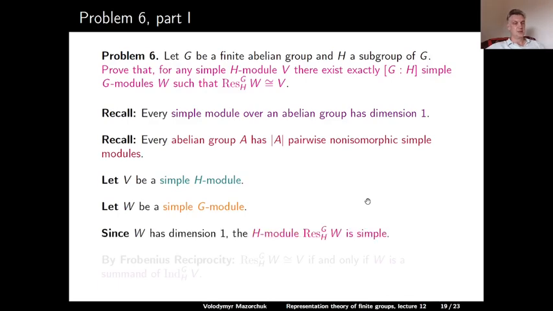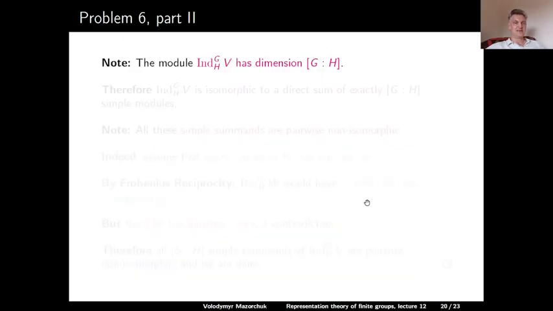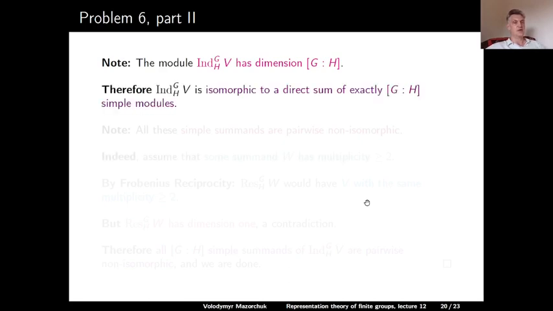Since W has dimension 1, its restriction to H must be simple. So by Frobenius reciprocity, this restriction is isomorphic to V if and only if W is a summand of the induced module, the induction from H to G of V. Note that this induced module has dimension the index of H in G. So therefore, it is isomorphic to a direct sum of exactly the index of H in G simple modules. Let us note that all these simple direct summands are pairwise non-isomorphic.